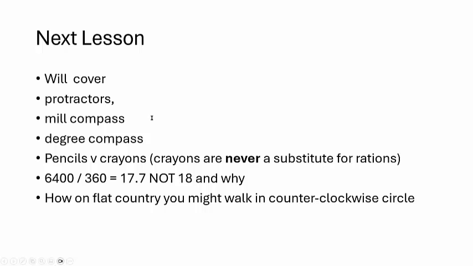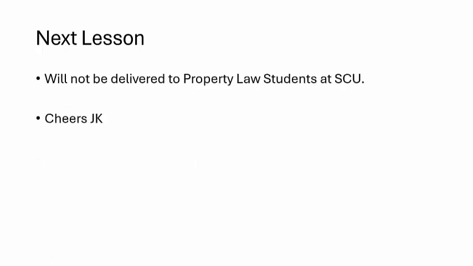Now, your next lesson would cover protractors, degree compasses, mil compasses, the differences between pencils and crayons. In particular, crayons are not to be eaten. How you can divide a circle into 6,400 mils or 360 degrees, and the division of that is 17.7, not 18, but why we use that. And how if you walk on flat country in an unguided fashion, you'll almost always walk in a counterclockwise circle. And what you can do to avoid that. However, this will not be delivered in this series of lessons. It's way beyond the scope of the requirement for the course.